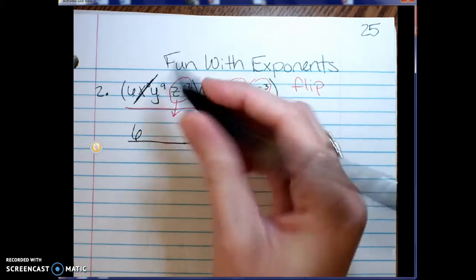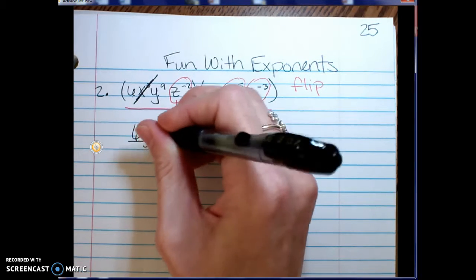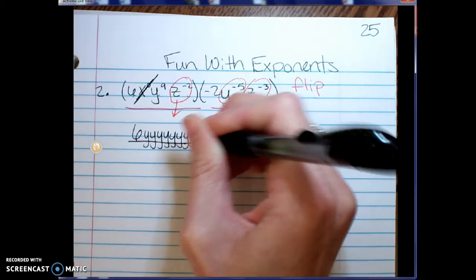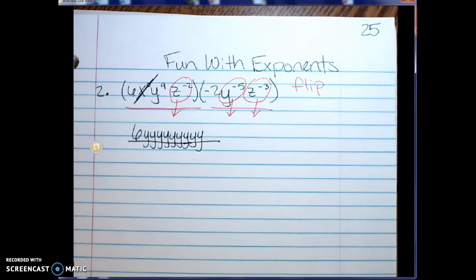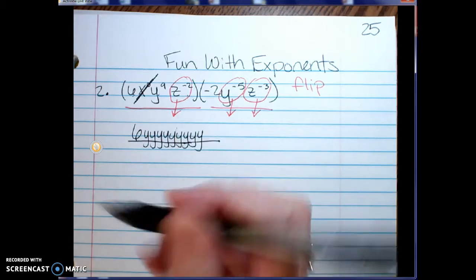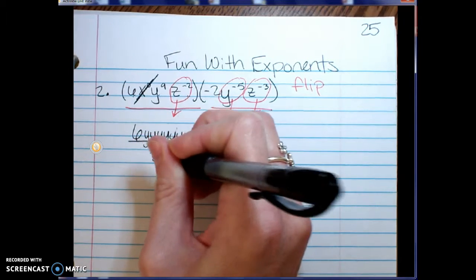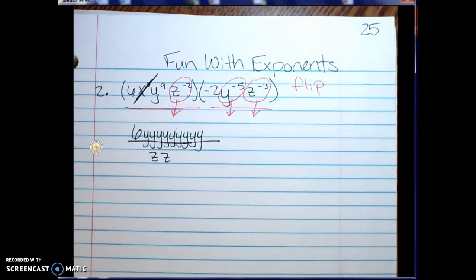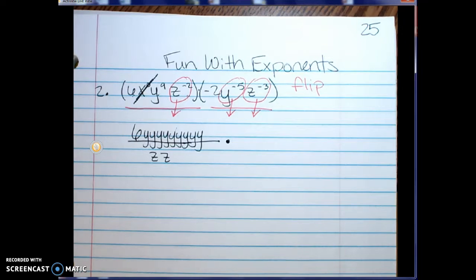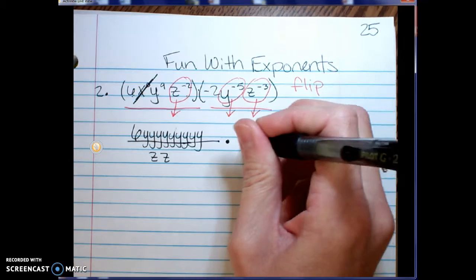I still have y to the 9th that would be on top, so I'm going to write out my 9 y's. 5, 6, 7, 8, 9. Then I have my z. I circled it to tell myself I need to put it in a denominator. So I'm going to write my 2 z's in the denominator. The 2 parentheses meant that we were multiplying here, so I'm going to write my little multiplication symbol. And I'm going to set up my second fraction.